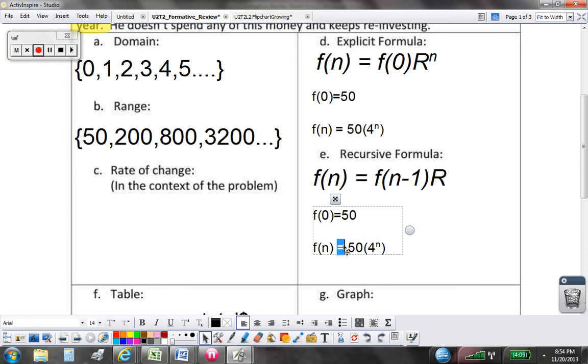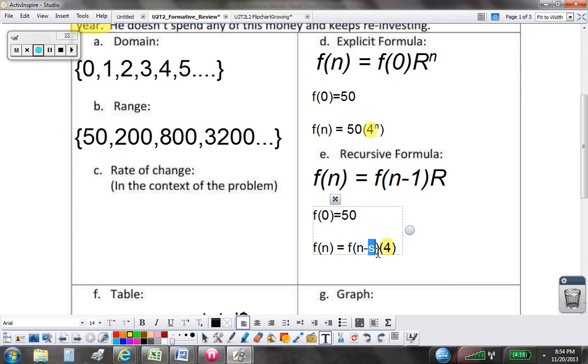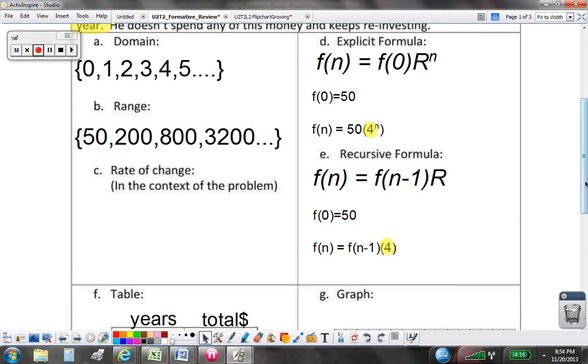Alright, recursive. I have f of n equals f of n minus 1 times the ratio. Something to keep in mind: notice that both the recursive and explicit use the common ratio. Oops, I just realized I made a mistake here. It should be f of n minus 1. Okay? So that's that.